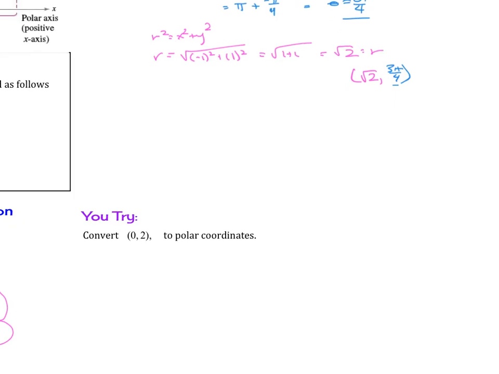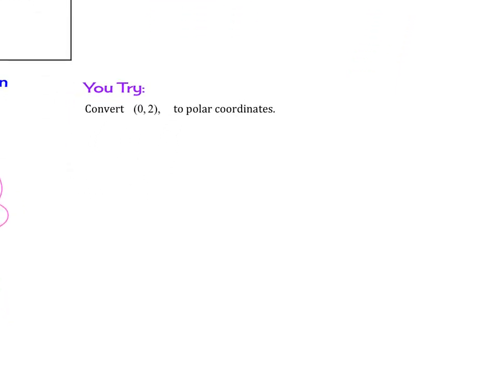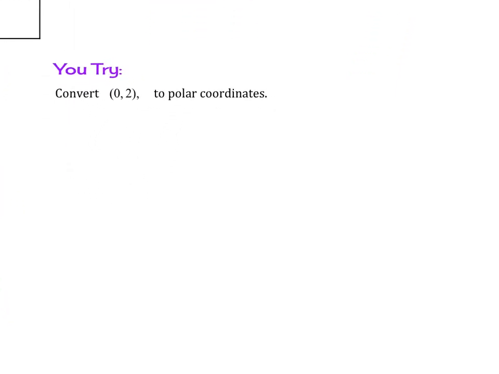So try this next example. Convert (0, 2) to polar coordinates. Now, yes, that is not a typo, you do have a 0 here, but where is that on the unit circle? See if you remember where that is, and that'll help you out.